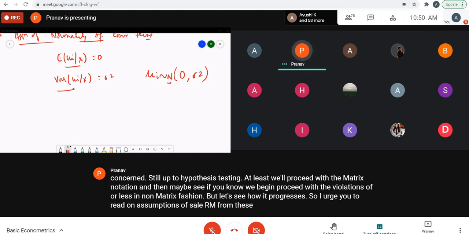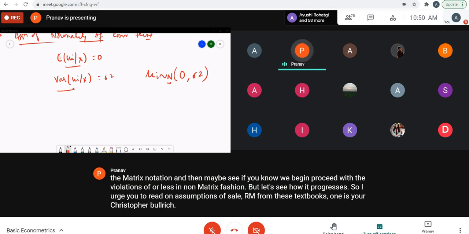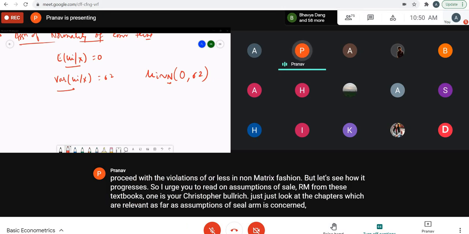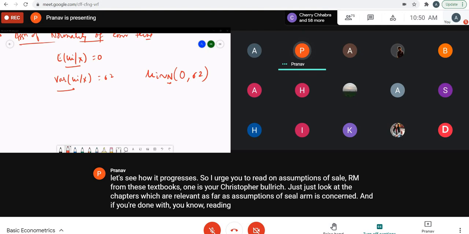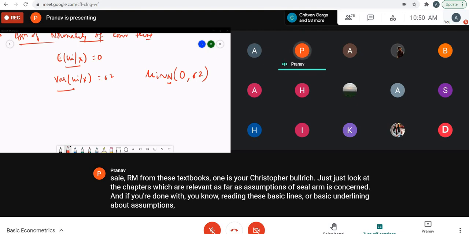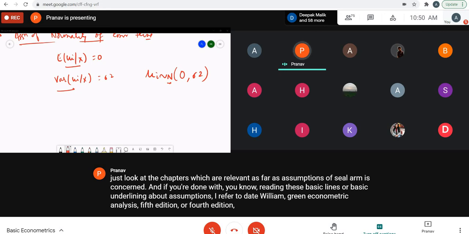One is Christopher Dougherty. Just look at the chapters which are relevant as far as the assumptions of CLRM are concerned. And once you're done with reading these basic outlines about the assumptions, I refer you to read William Greene, Econometric Analysis, 5th edition or 4th edition, whichever edition you find. They are almost the same. Very few problems are mentioned in the chapter.